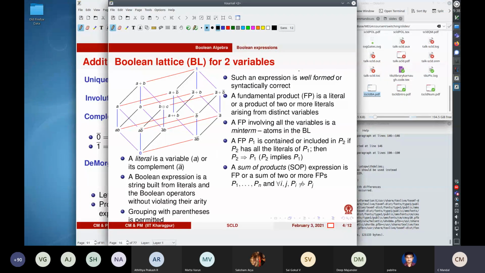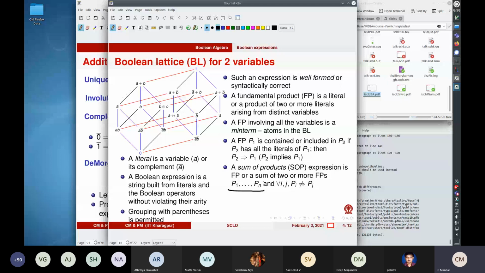So, a sum of products. This is what you are probably already familiar with through the experiments that you have been doing. A sum of products expression is just a single fundamental product or a sum of two or more fundamental products. At this point you are able to relate to what you have been doing. I think you have been working with sum of product expressions in your lab.